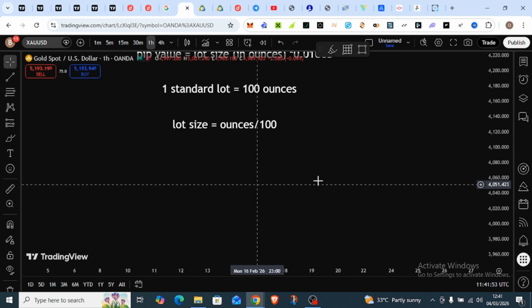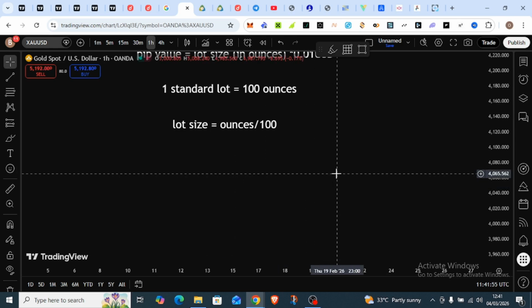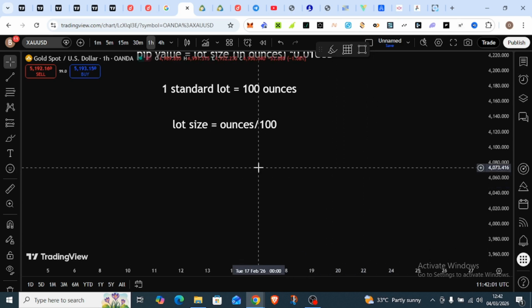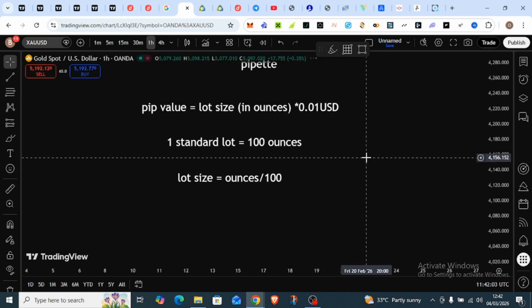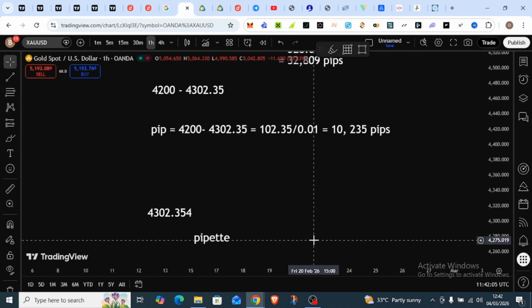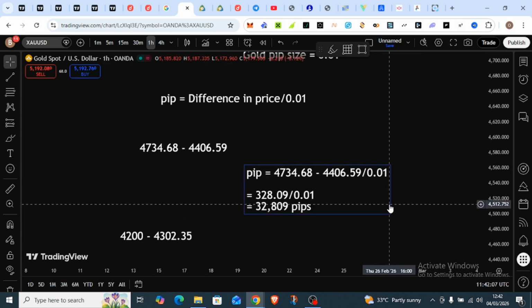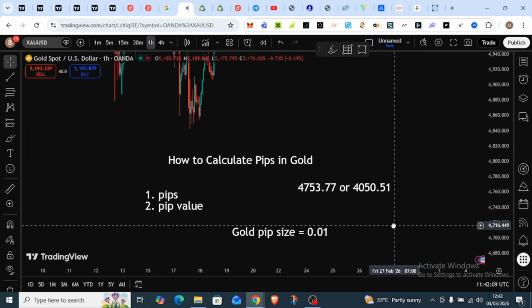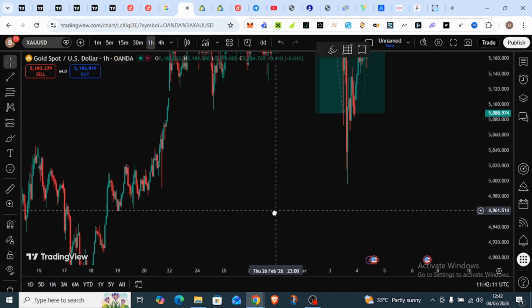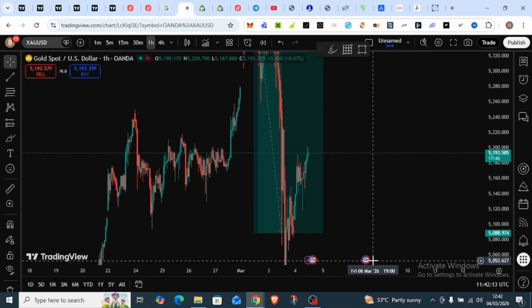So what we do now is to have some examples here so that we'll understand how to calculate pip value. Let's go back to chart and do some calculations.